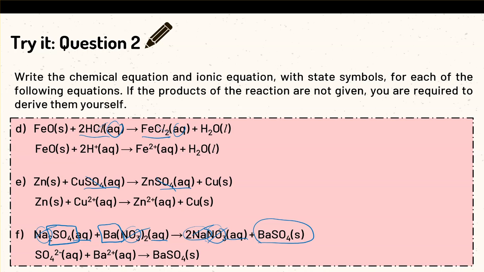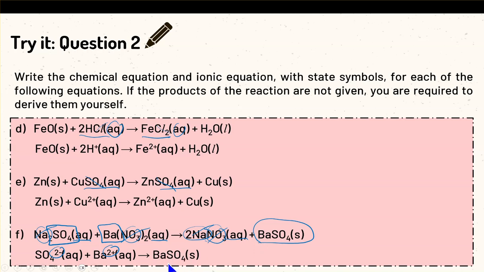So let's check. 2 minus and 2 plus, the total charge on the left is 0. And on the right is also 0. Just nice. So it's balanced, the number is correct and then the charges are also correct. Okay, the number of atoms are correct. Sulfate, barium, all correct.